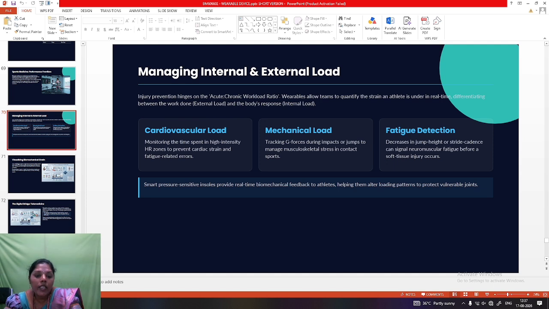Cardiovascular load monitoring tracks the time spent in high-intensity heart rate zones to prevent cardiac strain and fatigue-related mechanical load. Tracking G-forces during impact or jumps helps manage muscular stress. Fatigue detection: decreases in jump height and stride can signal neuromuscular fatigue before soft tissue injury, encouraging accuracy.